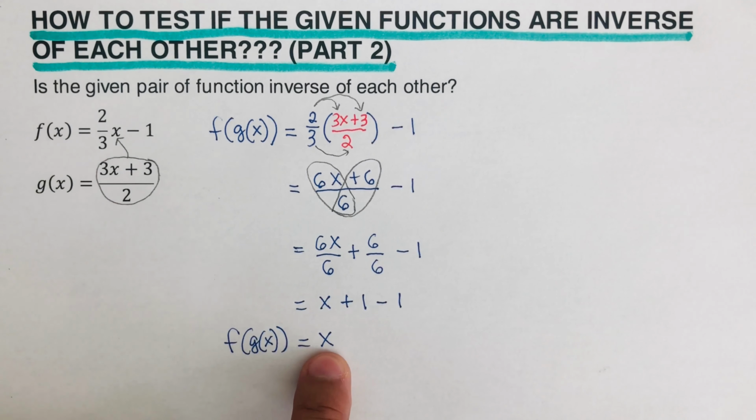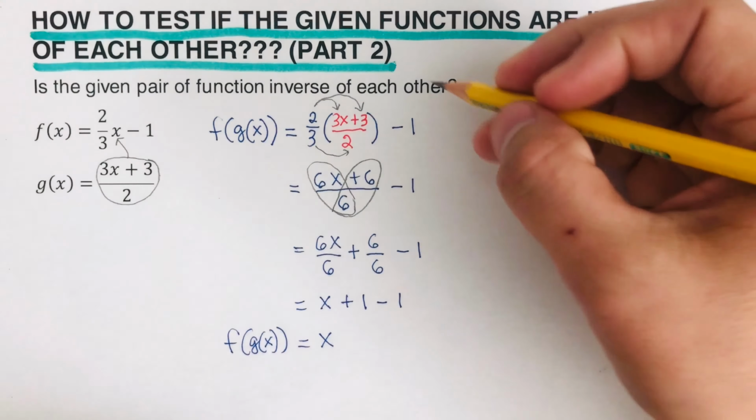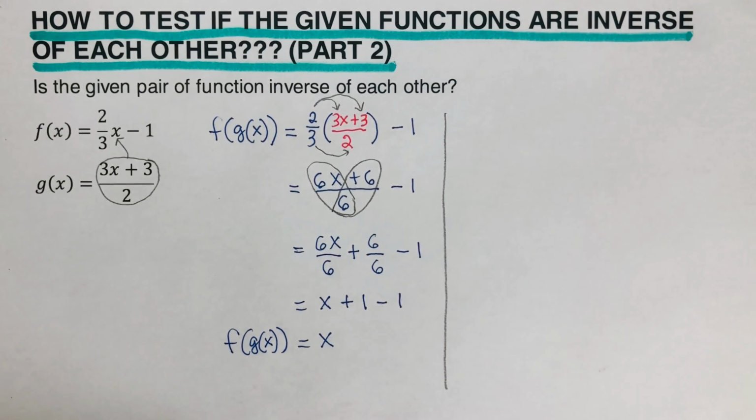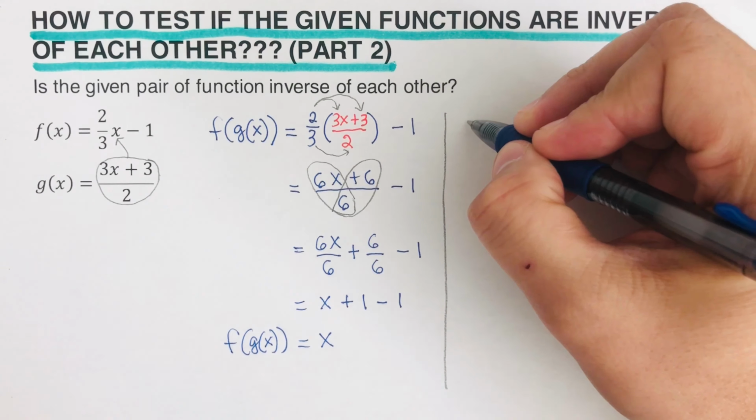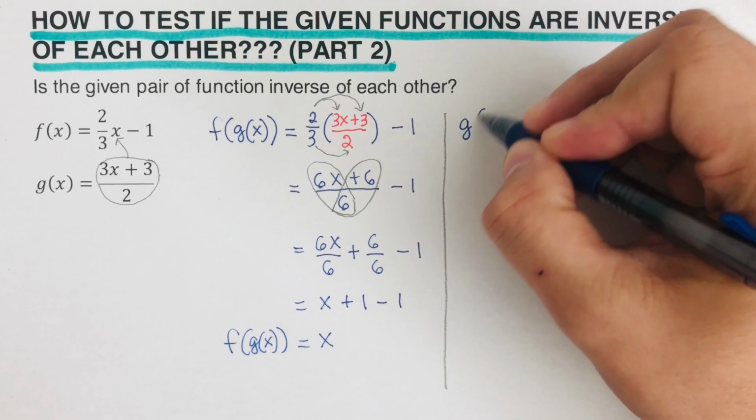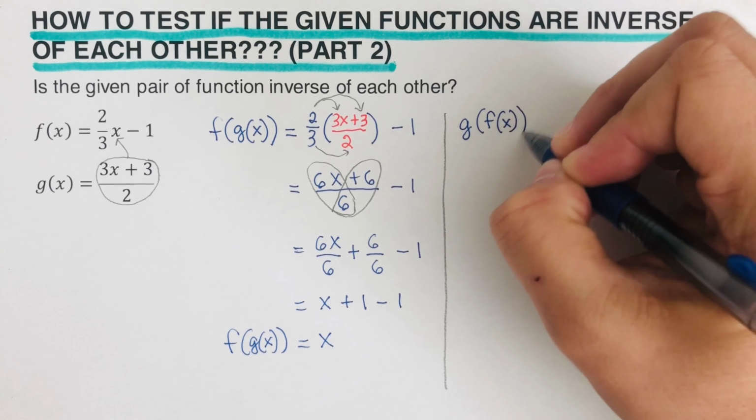Since this one is equal to x, we will test the other one, because again, remember it has to be true for both of them. So then we go ahead and move on to the other composite function, which is the g of f of x. So I'm just going to write that down here. That's the g of f of x.